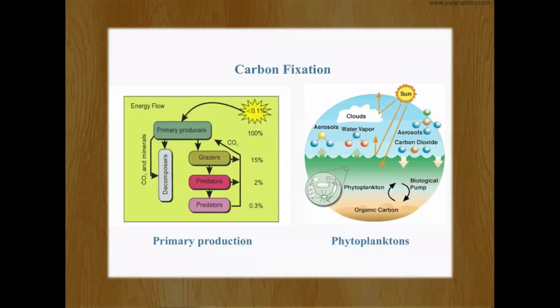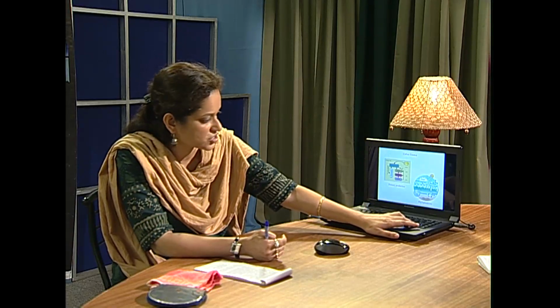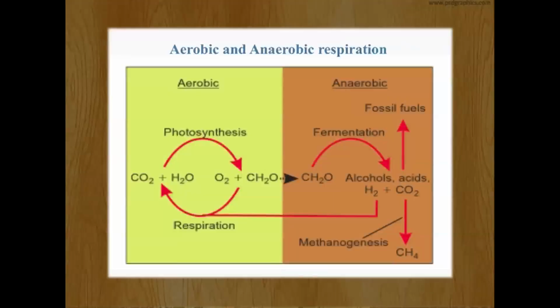Now we have the examples of phytoplanktons also. The phytoplanktons, which are found in the water bodies, can convert the carbon dioxide present in the atmosphere to the organic form of carbon, that is carbohydrate. All this is possible through the process of photosynthesis, which is known as carbon fixation. Now similarly we have carbon respiration, which involves both aerobic and anaerobic respiration. Aerobic respiration means that the carbohydrate is getting oxidized to form again the carbon dioxide.